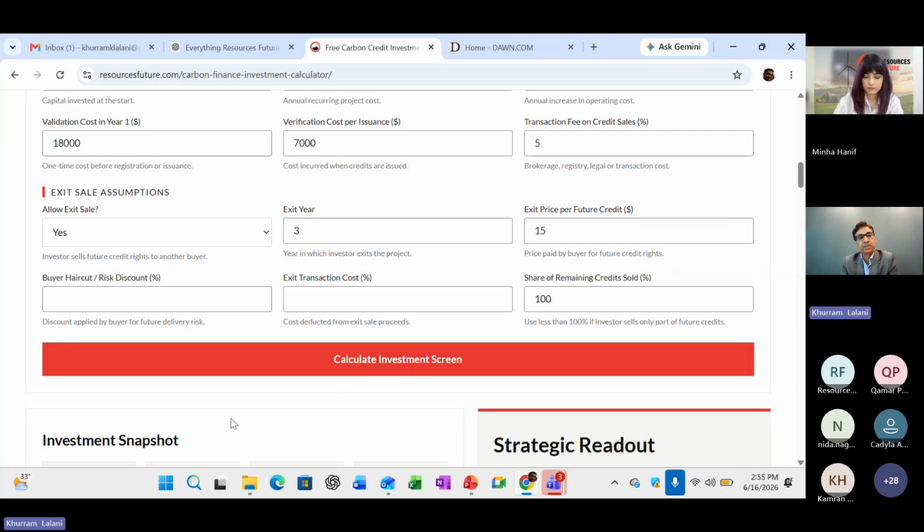What if you are a project developer and you've got a project which is going to last 12 years, but maybe you don't want to wait till 12 years? When you register a project, at year 3 you might just want to sell the entire inventory at a discounted price, and you could do that in any year. For example, maybe in year 3 or year 4, I'll input this over here as year 3 and allow exit sale. I'll just say yes.